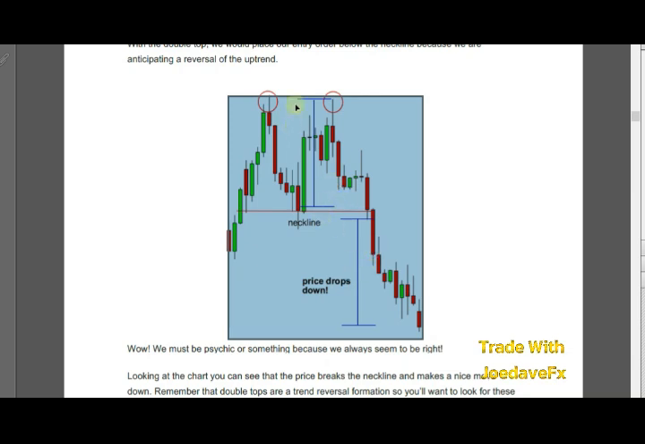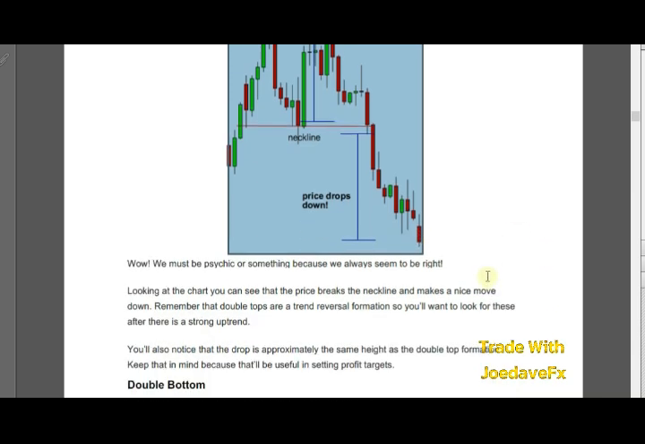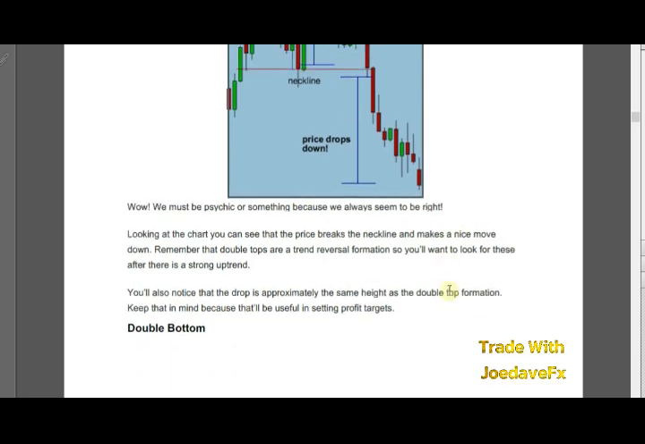So once you use that as your entry, you just put one line here, measure from here to here, then just put it down after the neckline. Then that should be your target, and that is it. Yes, that is it. That's just the way I trade chart patterns on my own, the double top and the double bottom.